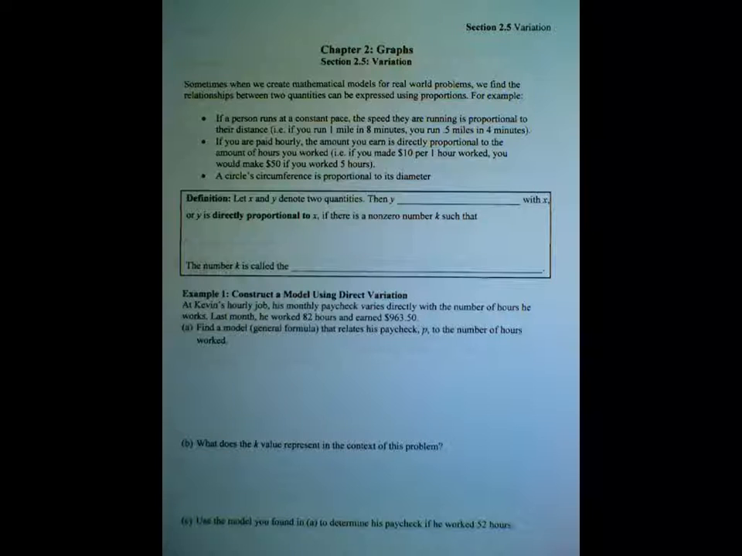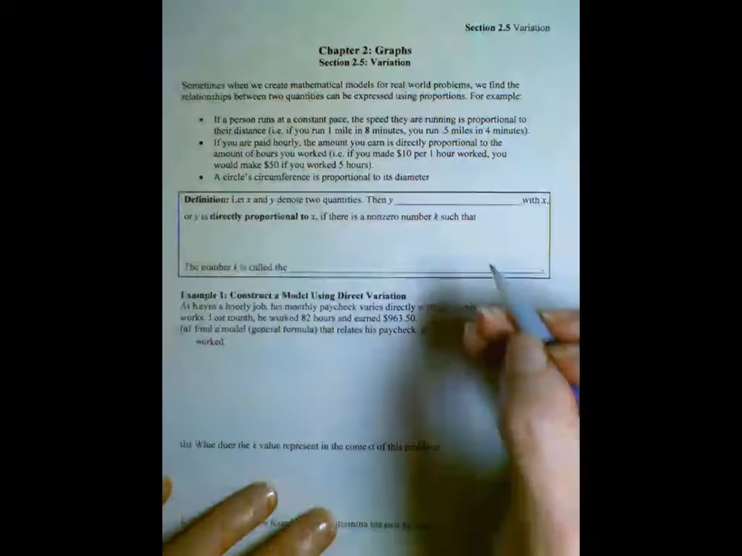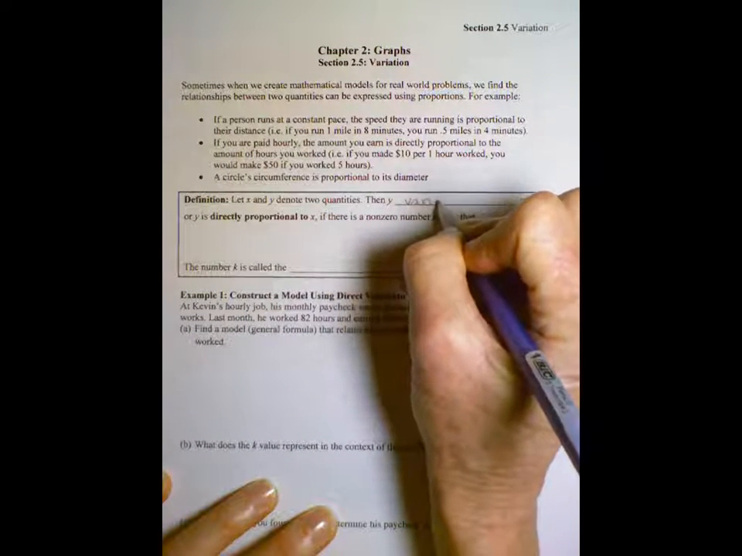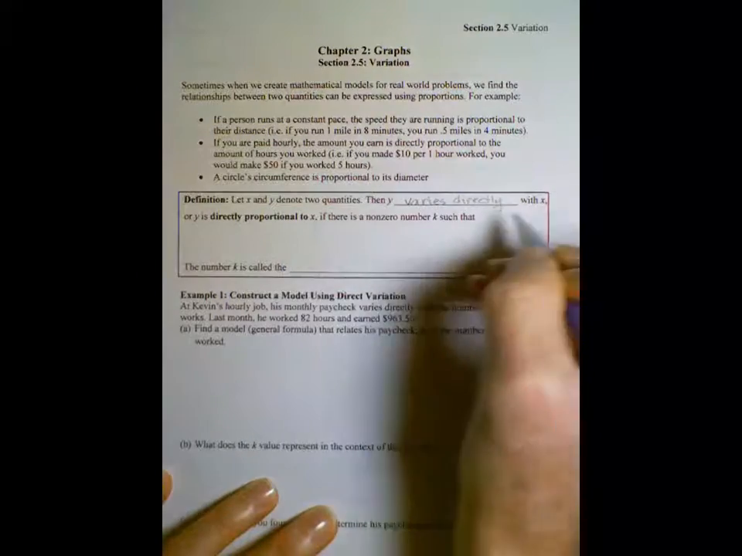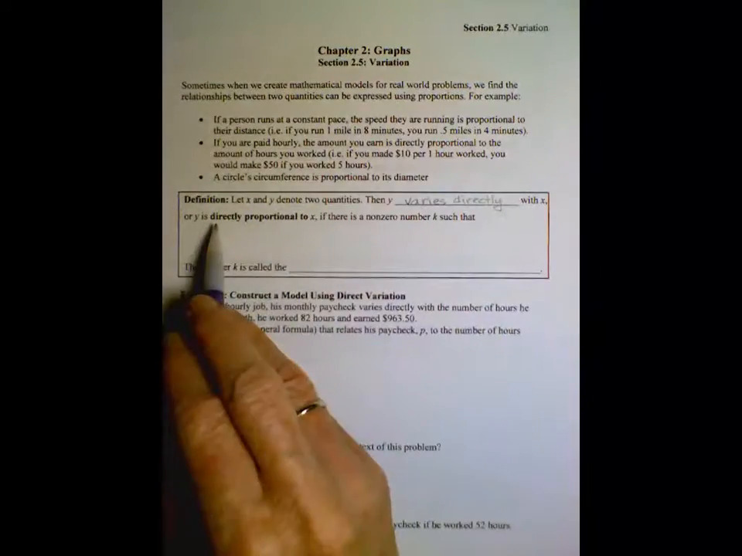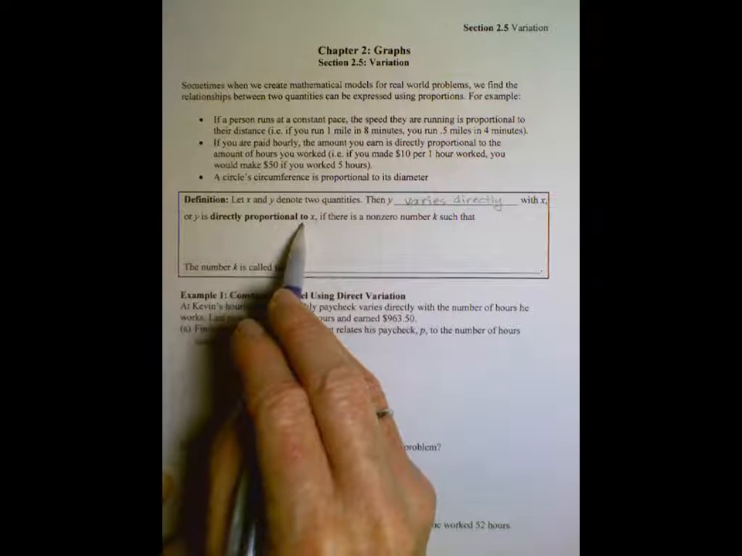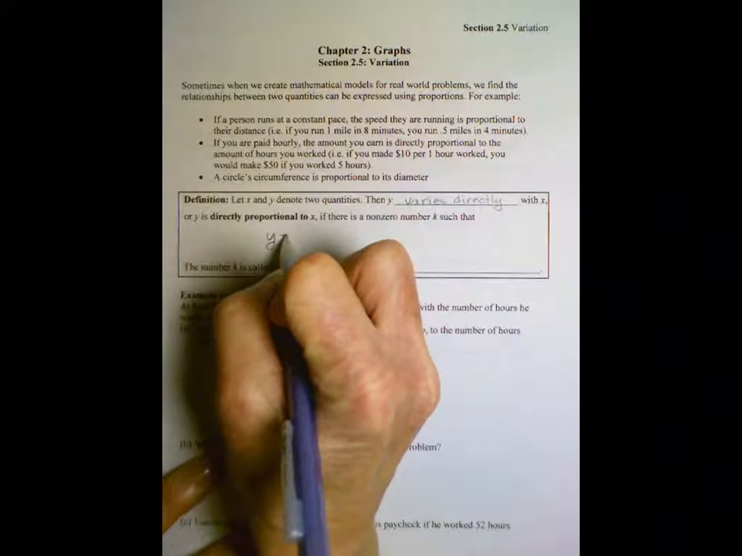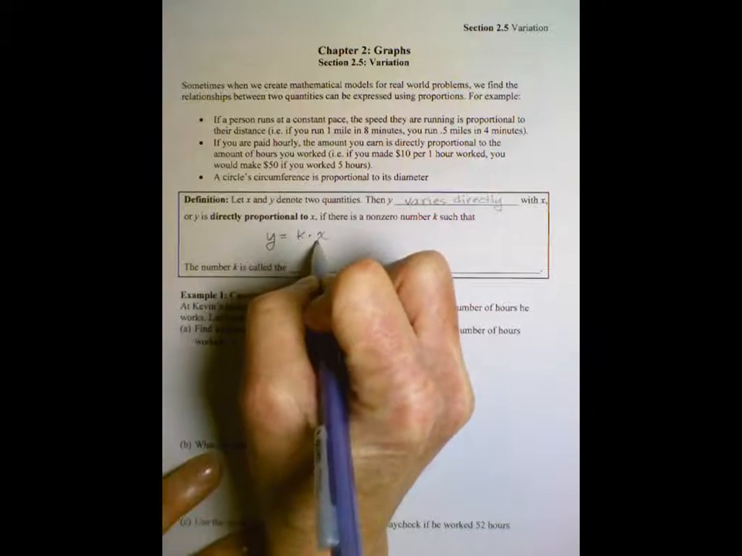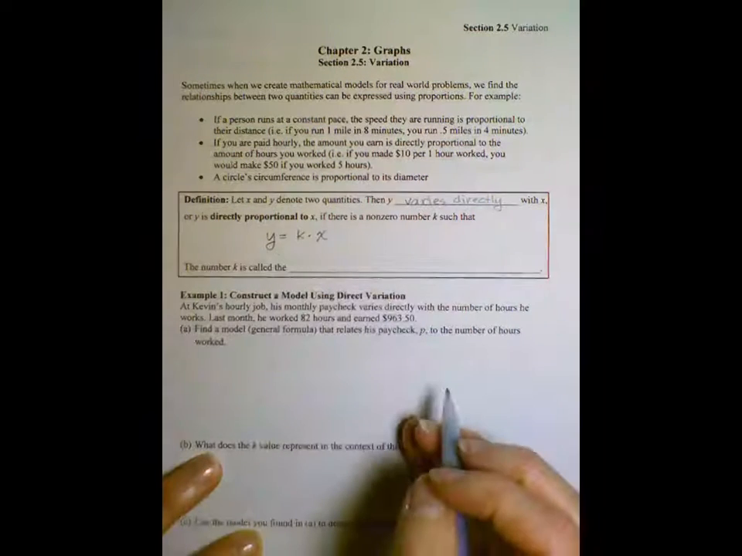The 3 bullet points there give you some examples of two quantities and their relationships. So let's look at this first definition. Let x and y denote two quantities. Then y varies directly with x. Another way to say that is y is directly proportional to x if there is a non-zero number k such that y equals k times x. Of course, k can't be 0 because that would just make y equals 0.